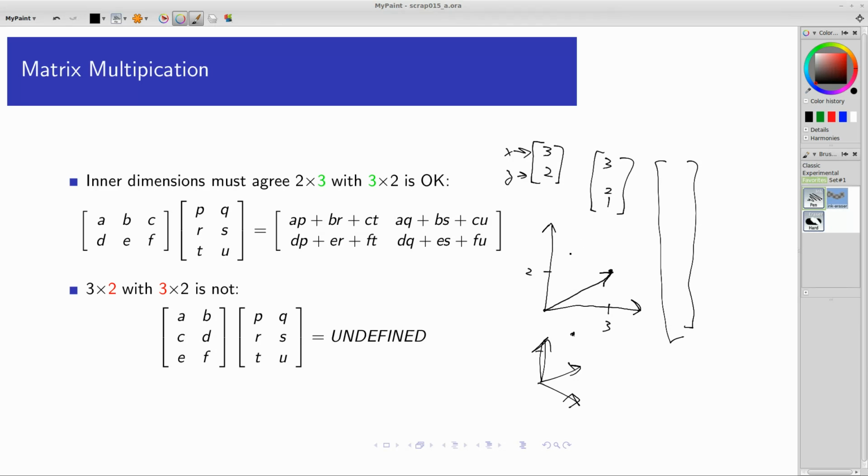So from the point of view of the operations that we're looking at, we don't care what the dimensionality of the space is. We don't care what the dimensionality of the vectors are. The math is going to look exactly the same way in any case.